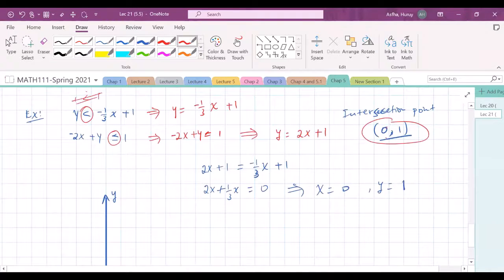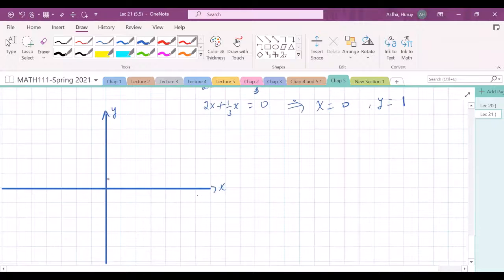Therefore, the point (0, 1) is right here. So instead of putting a point here, I will put an open circle here, which means they don't intersect here. This is not a solution to the system.